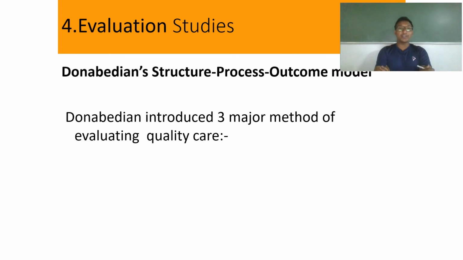The fourth one that we're going to discuss now is evaluation studies. When you come to evaluation studies, we use different types of models for calculating the quality of care that is being provided. So the first model that we're going to discuss now is the Donabedian structure-process-outcome model. Donabedian introduced three major methods of evaluating the quality of care.